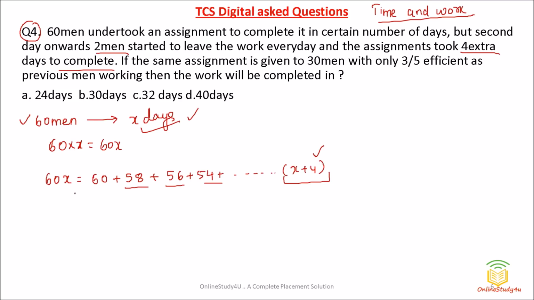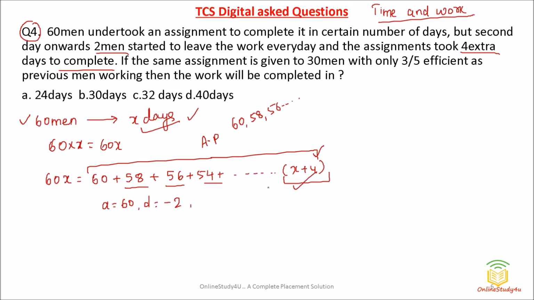Now this is what we have to solve. Friends, this is nothing but an arithmetic progression, where the first term is 60, the second term is 58, the third term is 56 and so on. So my first term is 60, the common difference is minus 2, and the number of terms is x plus 4, because they are working for x plus 4 days. So 60x will be equal to, we are equating because the total number of men will be the same.